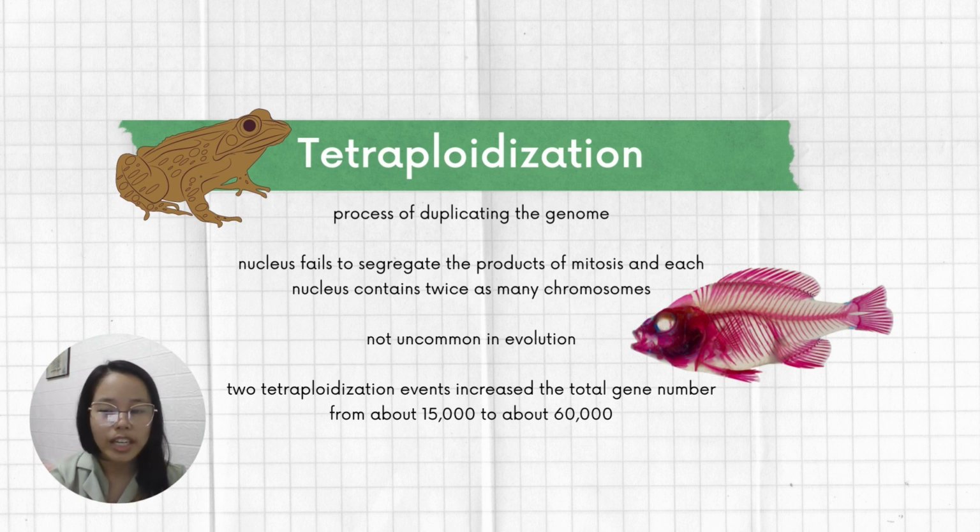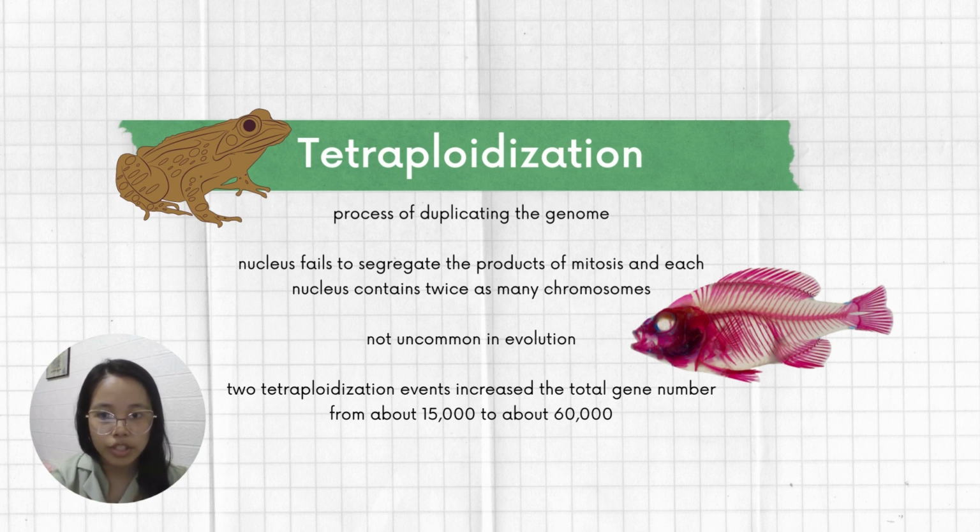This process of duplicating the genome is called tetraploidization, which means that the nucleus fails to segregate the products of mitosis, and each nucleus contains twice as many chromosomes. This is not uncommon in evolution, and some organisms like Xenopus laevis and the ancestor of teleost fish are tetraploid. It is thought that the origin of vertebrates was marked by two tetraploidization events, which increased the total gene number from about 15,000 to about 60,000.